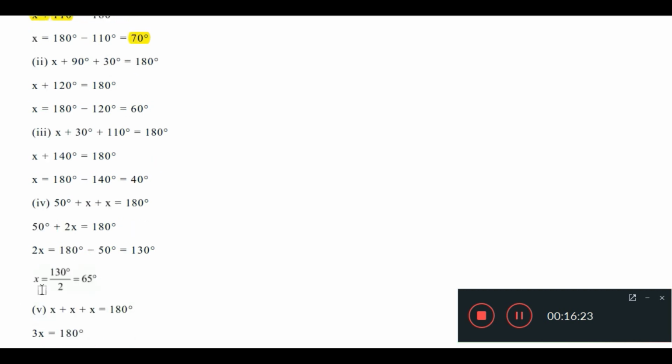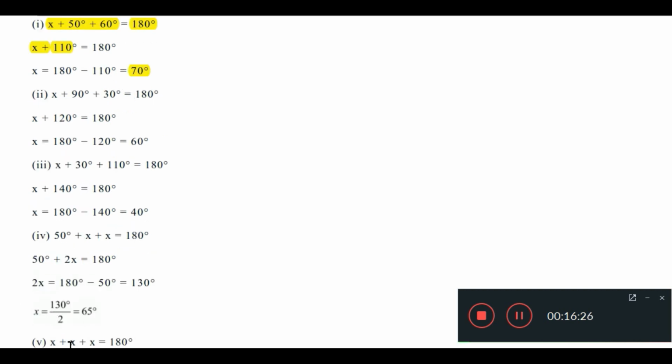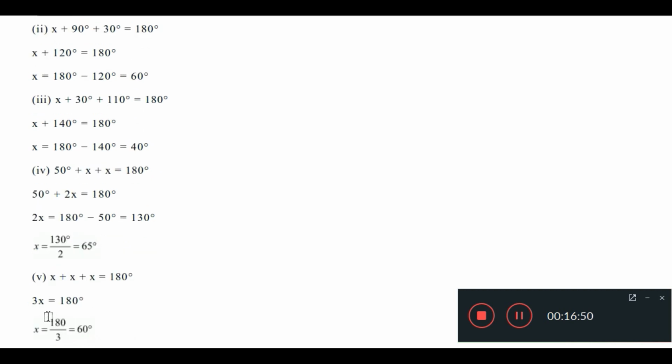Now question number 5. In the fifth part we have x, x, x. That means we are not given any angle, and it is also given that all three angles are equal. So x plus x plus x equals 180 degrees. The reason is the same, the angle sum property of a triangle. So x plus x plus x is equal to 3x, 1x plus 1x plus 1x. Similarly 3x equals 180 degrees. As above, 3 goes to the denominator. So 180 upon 3 equals what? 60 degrees.